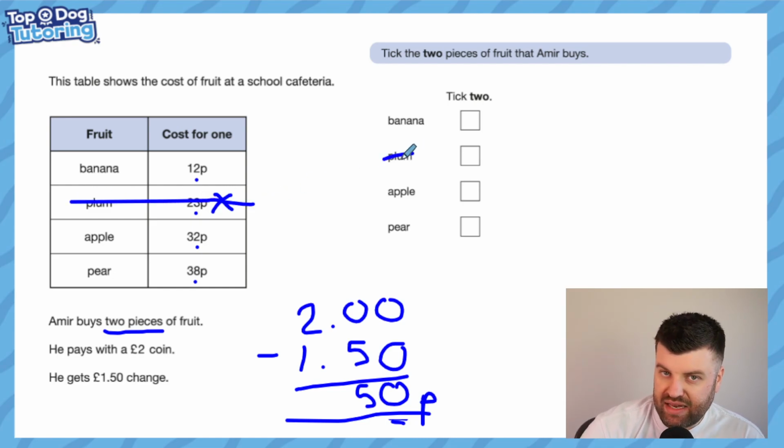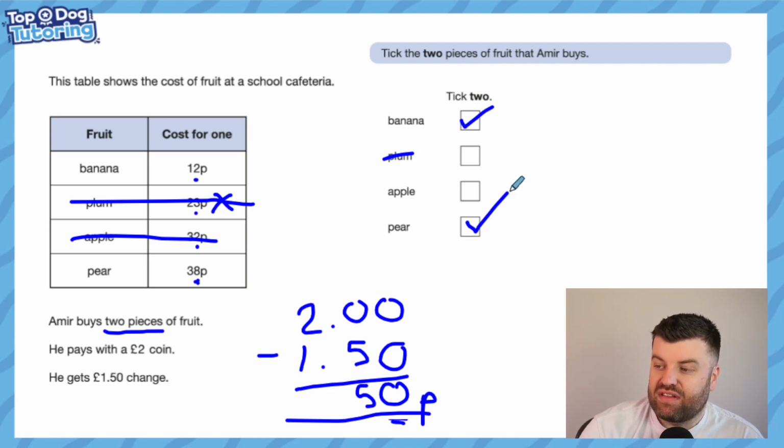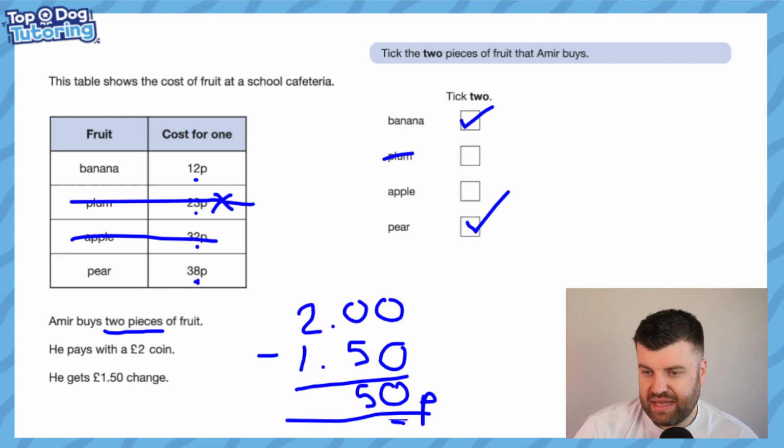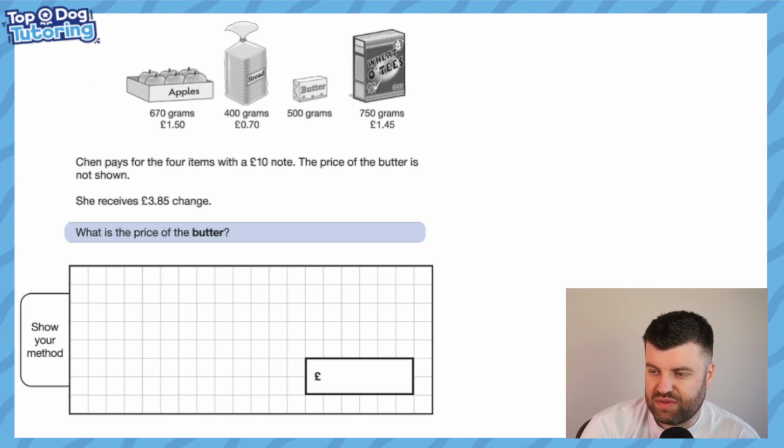Out of the remaining 2, which of them add up to 50p? We can see straight away it's going to be a 2 and an 8. But is it 32 and 38? No, that's way too much, which leaves us with a banana at 12p and a pear at 38p. That adds up to 50 pence, and the difference gives us the £2 with the change.